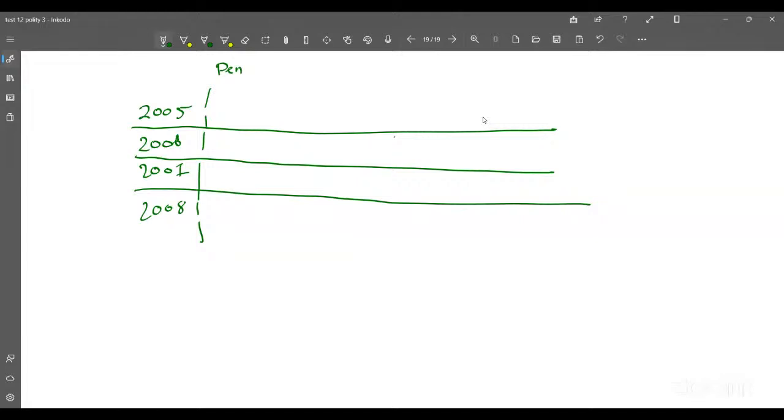Let's say in 2005 this country produced 10 pens. In 2006 it produced 15 pens. In 2007 it produced only 5 pens. In 2008 it produced only 10 pens. That is all they have produced. In 2005, say the price of one pen is 10 rupees.